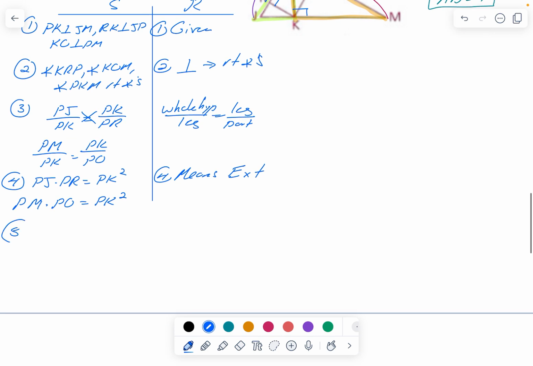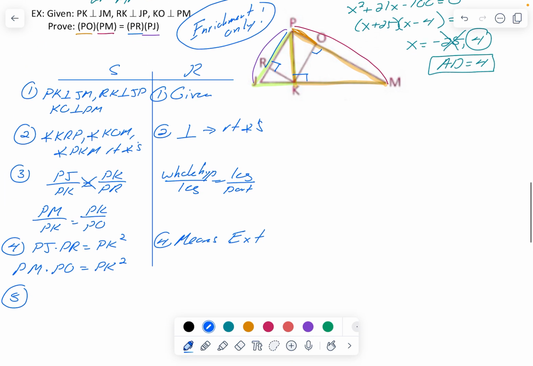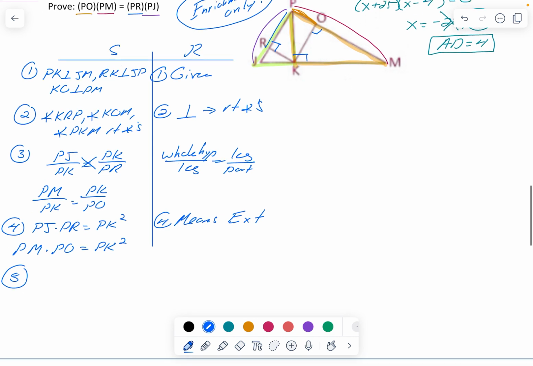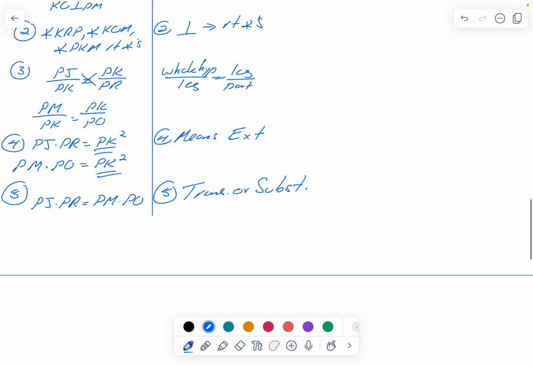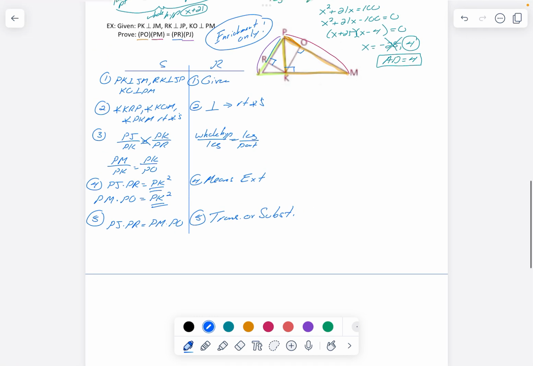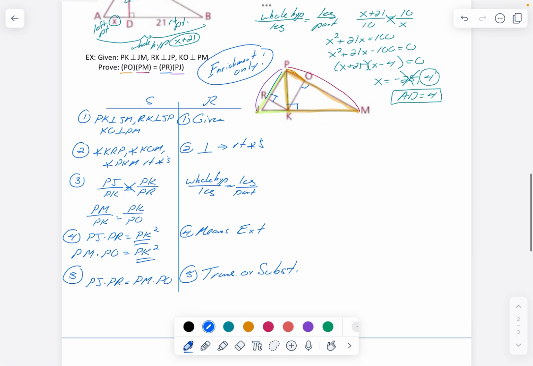And then here, what do we want to prove? PM, PO. We're just going to set them equal to each other. So PJ times PR is equal to PM times PO. And that could be transitive or substitution, either way, because they're both equal to PK squared, right? So that means they're equal to each other. And that's it. Like I said, not a lot of emphasis on this proof.